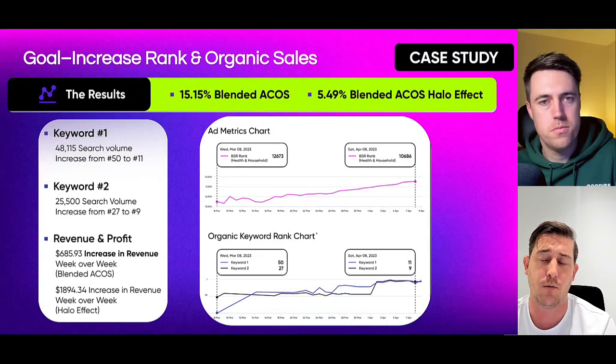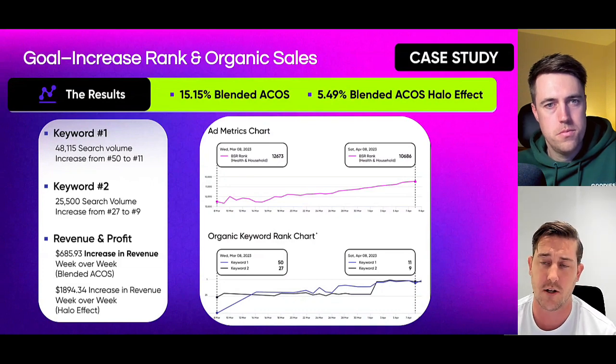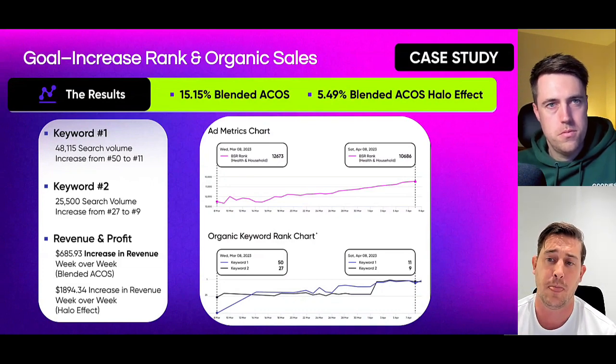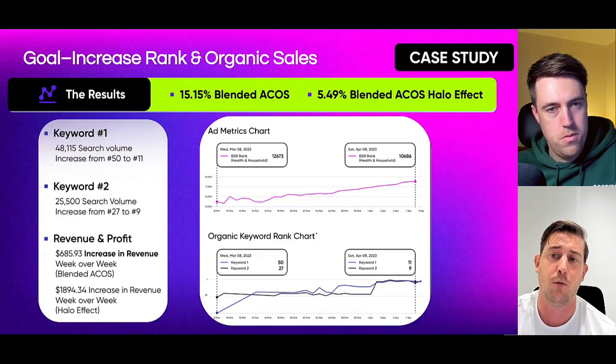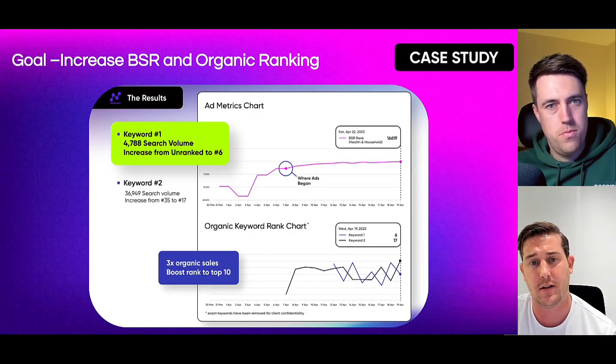No other changes have been made, which meant a lot for a case study and presenting an honest, transparent example to the community. And when we looked at that, the blended ACOS was even lower. It was about 5.49%. And so I love this case study. And I'll kind of zoom through the next couple.